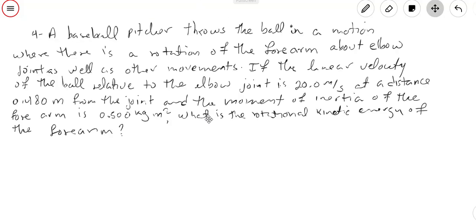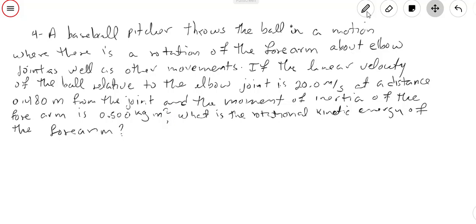In the next problem, they say that a baseball pitcher throws the ball in a motion where there is a rotation of the forearm about the elbow joint, as well as other movement, right? If the linear velocity of the ball relative to the elbow joint is 20 meters per second at a distance of 0.480 meters from the joint, and the moment of inertia of the forearm is 0.500 kilograms meter square, what is the rotational kinetic energy of the forearm?